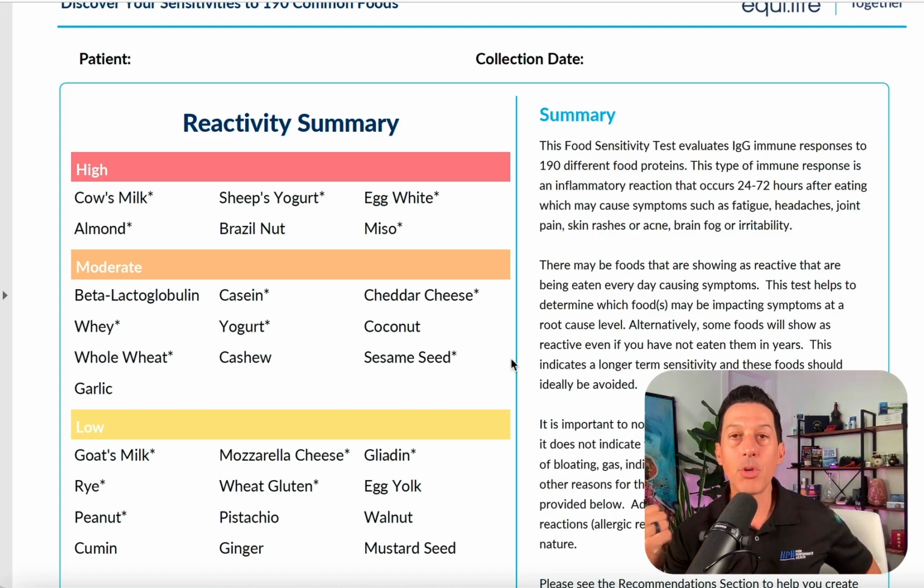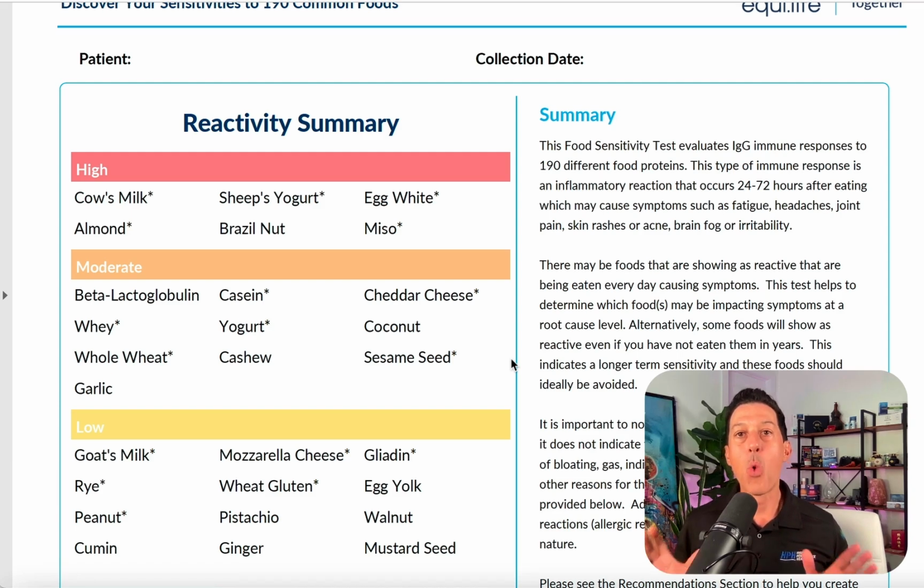Could be autoimmune, could be joint pain, could be migraines, could be just headaches in general, could be skin rashes, could be brain fog, could be stiffness, again, overall pain. Brain fog, that's a big one. And could be overall lowered mood, right? So those are inflammatory based and absolutely can have food as their basis from an IgG reaction.